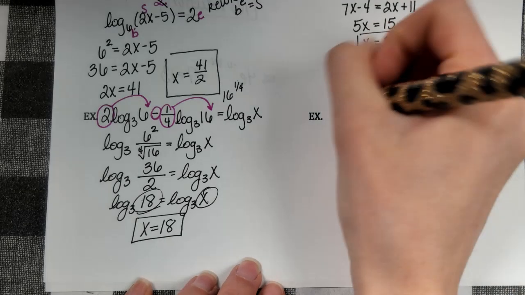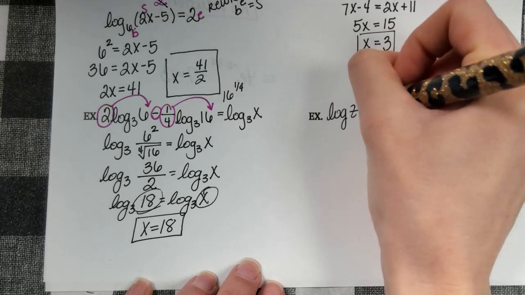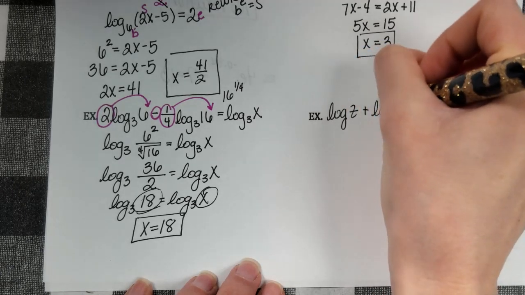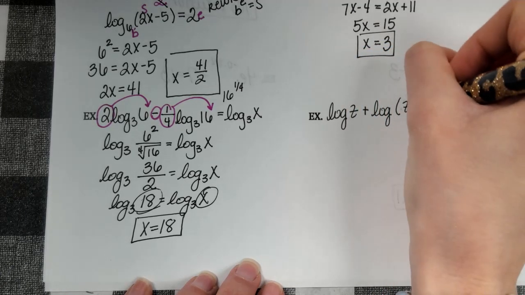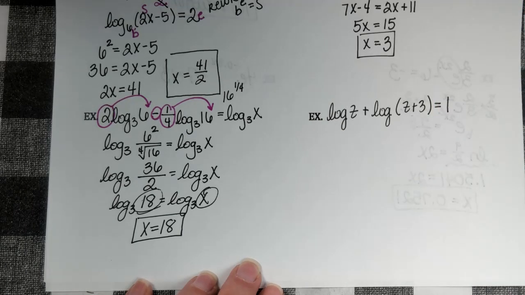Okay, the next one, I have log of z plus log of z plus 3, and that is equal to 1. I need to do what?